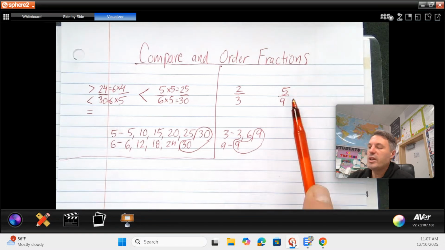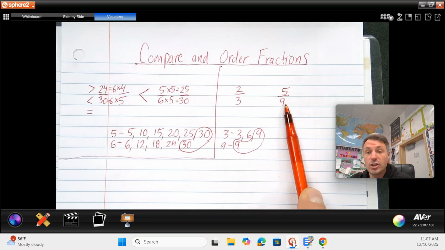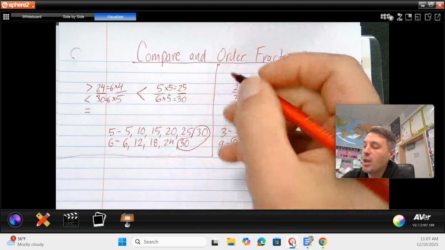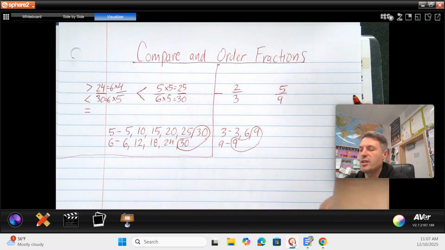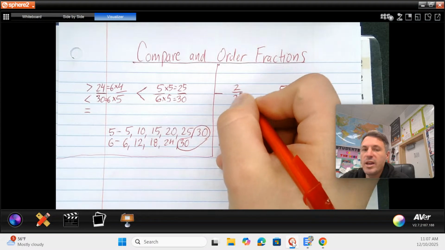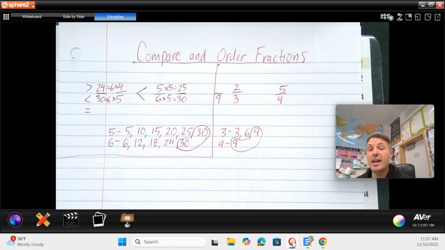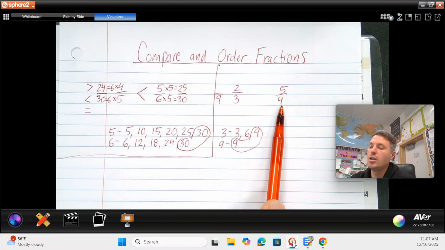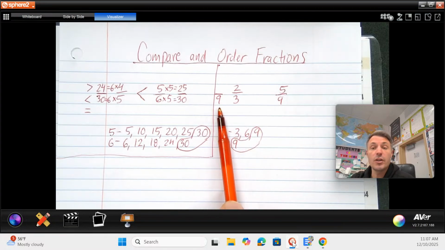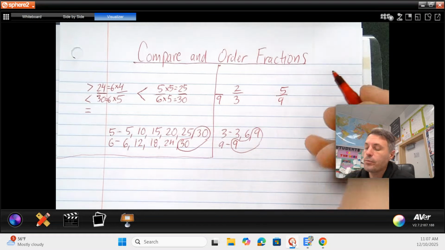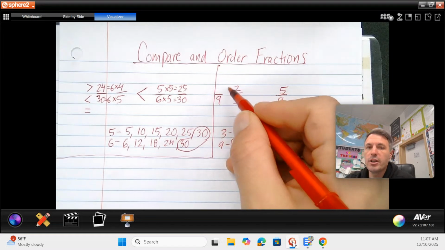So in this case, we don't need to make an equivalent fraction for 5/9. It already has the least common multiple as its denominator. But we will make a new fraction next to 2/3. We'll make an equivalent fraction to 2/3 that also has 9 as its denominator. And that way we can compare this fraction to another fraction that's a like fraction that also has 9 as its denominator. Now, how do we find out what our numerator is?